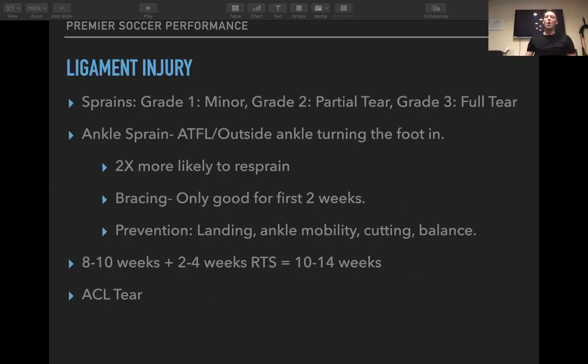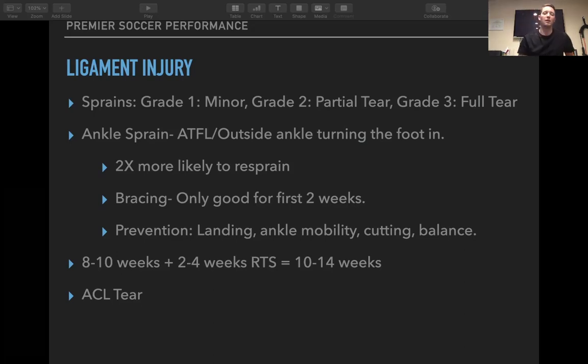Ligament injuries. We're not going to go too far into this one because we have a completely separate module on ACL tears and deep diving on that because we know that's an epidemic here in the US. Sprains in general are what we call ligament injuries. So grade 1 is minor, grade 2 is a partial tear, grade 3 is a full tear. So very similar to strain. Strain and sprain are basically the same thing. We're just talking about a ligament for a sprain and a muscle and tendon for a strain.